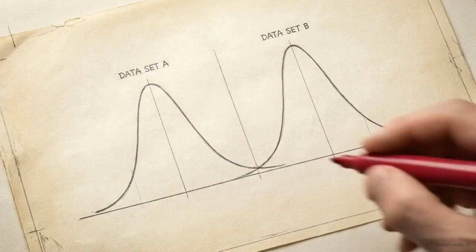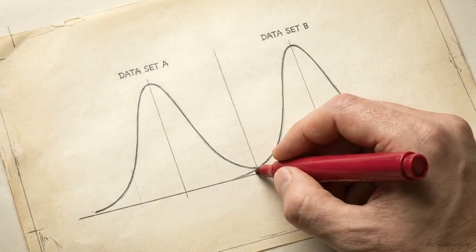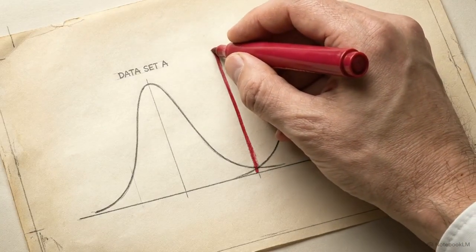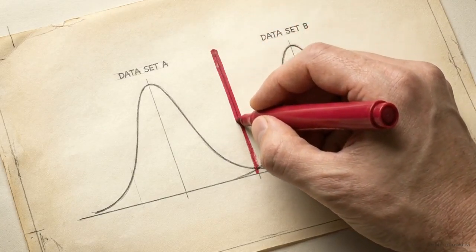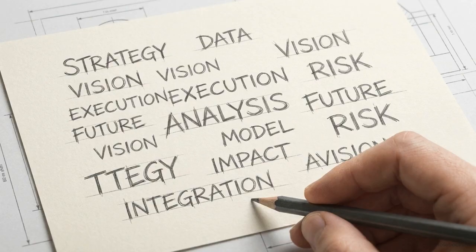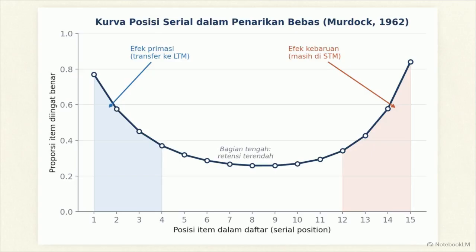A critical architectural question remained: how do you mathematically prove that short-term and long-term memory are two physically distinct systems rather than a single continuum? The answer came from the free recall task. Participants study a long list of words and then write down as many as they can remember, in any order. Plotting this task yields Murdock's serial position curve. The blue column shows the primacy effect.